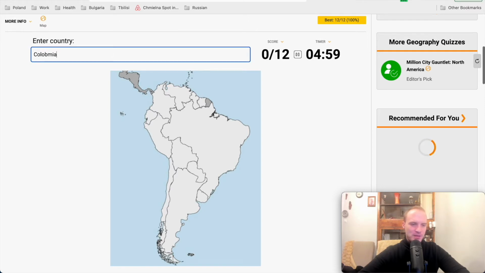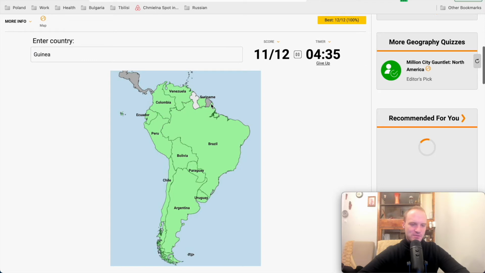So we have Colombia, Venezuela, Paraguay, Bolivia, Brazil. We have Ecuador, the smaller one over there, Peru. I even know where these are located. Now, let me think here. Suriname and French Guinea? No, wait, Guinea. I could have sworn there was French something here. Maybe it's this gray one, I'm not really too sure. But let's see the answer.